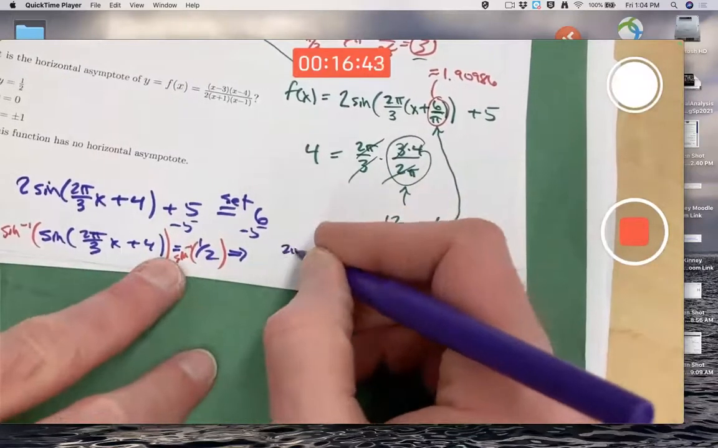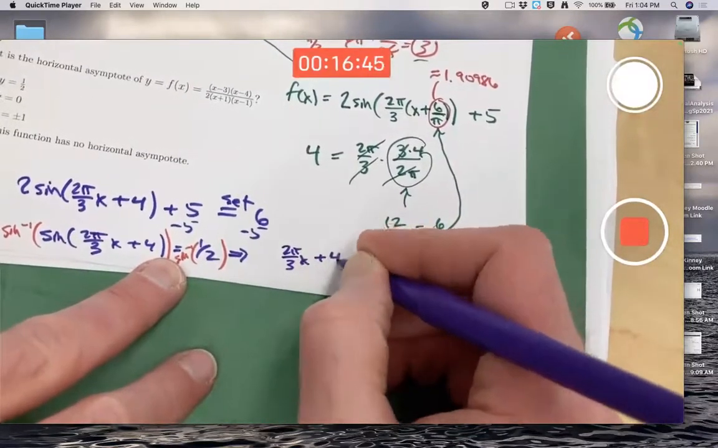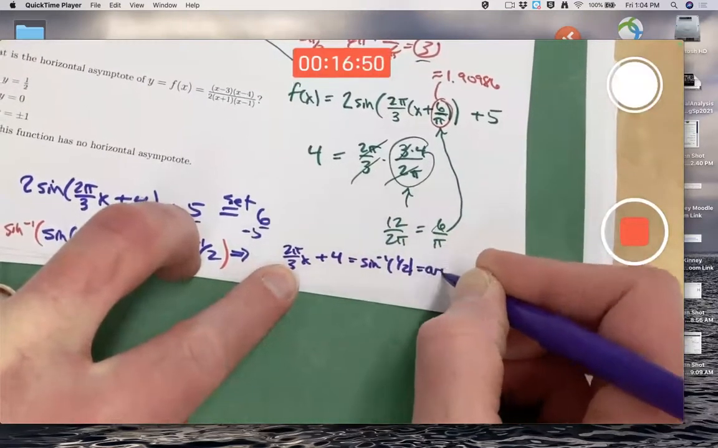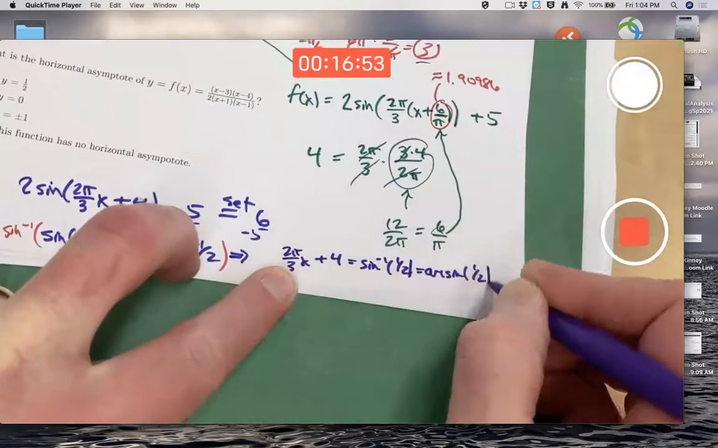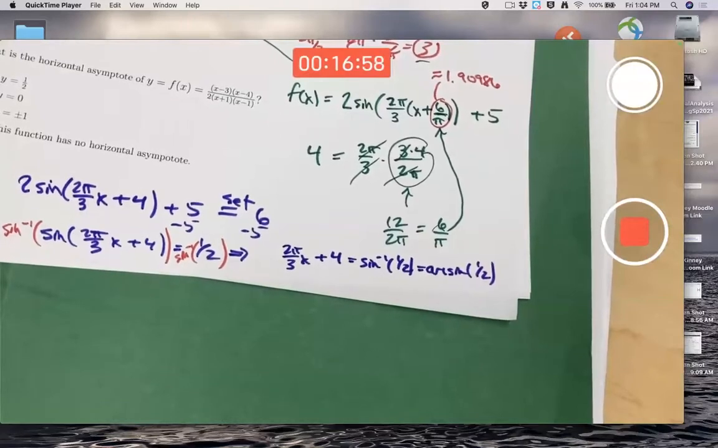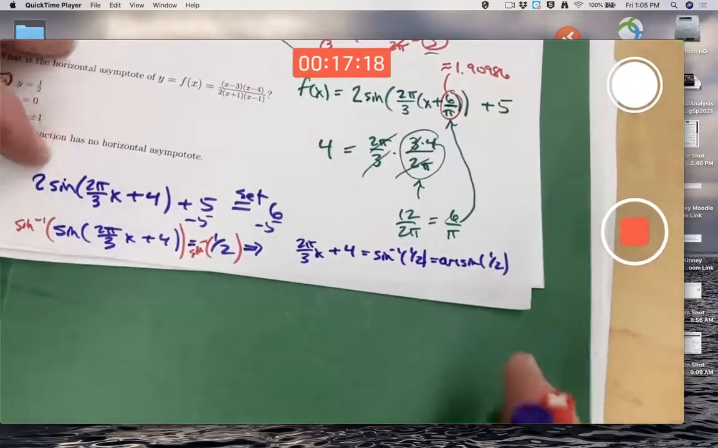You're left with 2 pi over 3 times x plus 4 equals inverse sine of 1/2, which you also are allowed to write as arcsine of 1/2. Those are the same thing. But that is not sine of 1/2 to the -1 power. It's not a power there. If you meant sine to the -1 power, you'd actually write it as either 1 over that sine, or you'd write cosecant. 1 divided by the sine function is the cosecant function. But you don't have a cosecant button or inverse cosecant button on your calculator. Most people don't, at least.